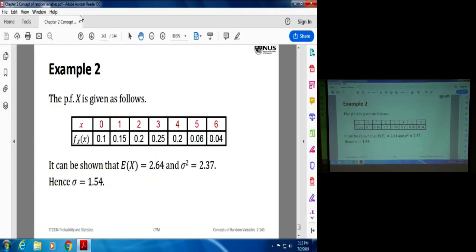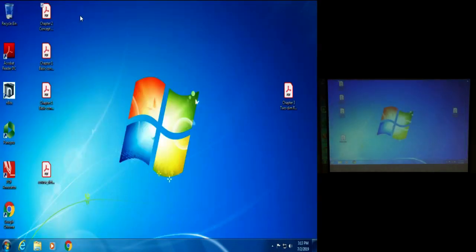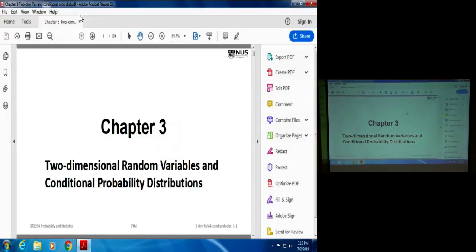Okay, very good. So that's the end of chapter 2. I'm trying not to go too fast. Hopefully it doesn't feel too fast. You can stop me if you think it is.